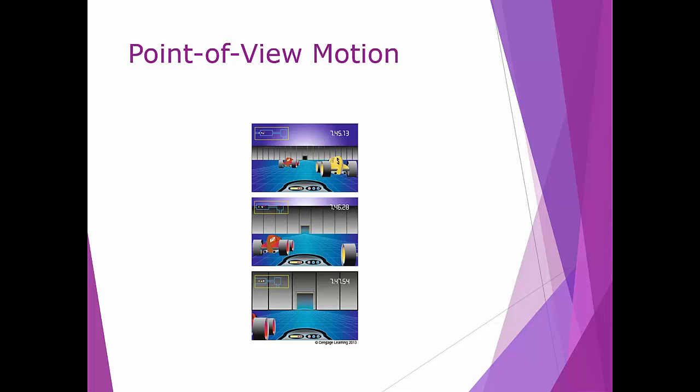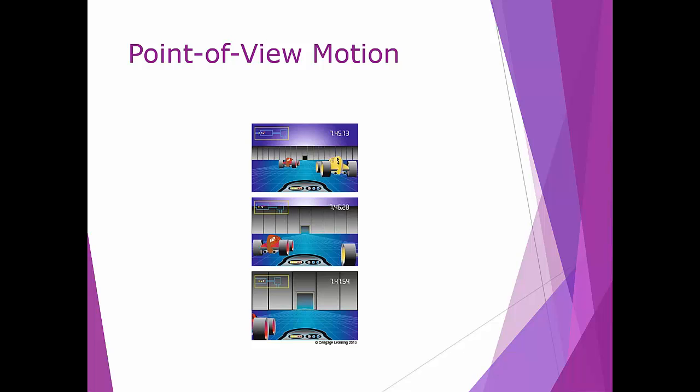Three frames are used to illustrate point of view motion in this image. In each image, the positions of the other objects change in relation to the viewer. This simulation uses three elements to make the illusion more convincing. The first is accurate perspective. This is enhanced for the viewer by the grid markings on the racetrack.